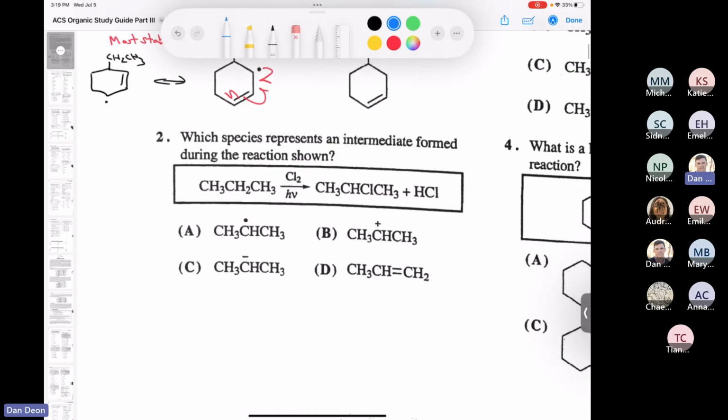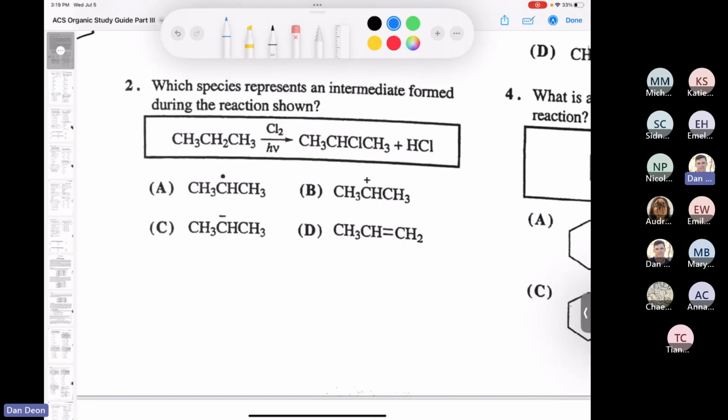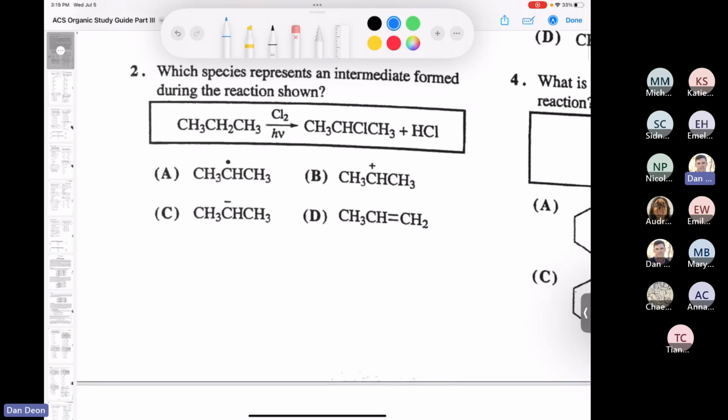It says, which species represents an intermediate during the reaction shown below? So we're taking propane, and we're treating that with chlorine and light, and we're doing a halogenation, right? This is nothing more than a halogenation reaction, just a substitution reaction. So if we're using chlorine and light, which one of these looks like the most reasonable intermediate? Can anybody tell me the answer to number 2?